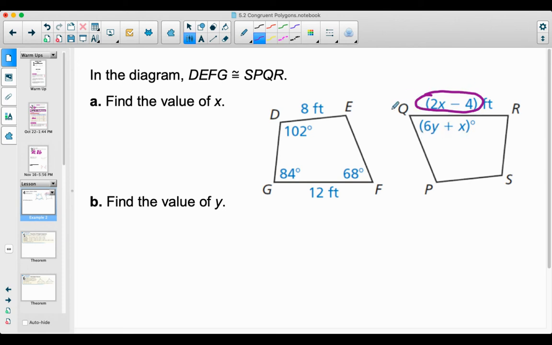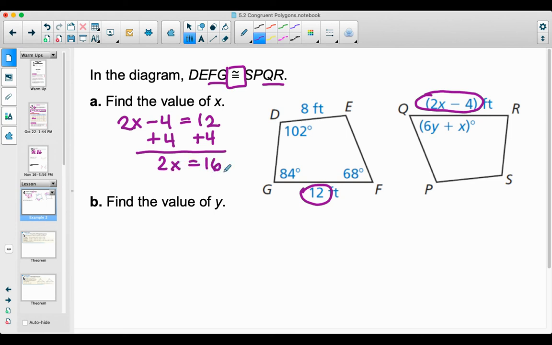So this is the segment Q to R. So if you go up here, QR is right here. So what is in the same position? FG. So then you look over here on this other one, and FG is right here. And because these are congruent, based on that congruent statement, that means that those two parts are going to be equal. So that means 2x minus 4 is equal to 12. And now that's an easy equation for us to solve. We're going to add 4 to both sides, and we get 2x equals 16, and then divide both sides by 2, and we get x equals 8. And that just said to find x, so I'm done.